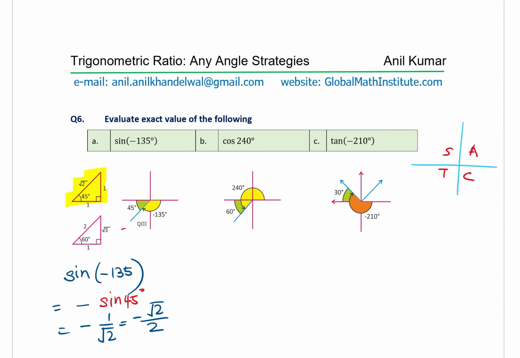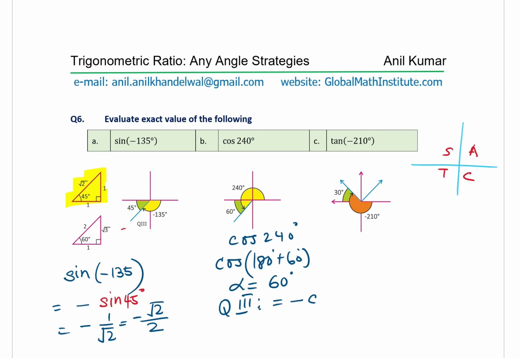Next one is cos of 240 degrees. That means we are saying cos of 180 degrees plus 60 degrees. So the related acute angle is 60 degrees, right? You are in quadrant 3, so the cos is negative. So that gives you a negative value. So therefore, we get this as equal to minus cos of 60 degrees. Looking into the special triangle 30, 60, 90, which had been drawn so many times before, we know the answer. Cos of 60 degrees is half. So we get minus half as our answer. Clear?